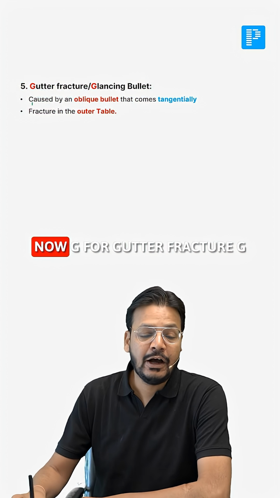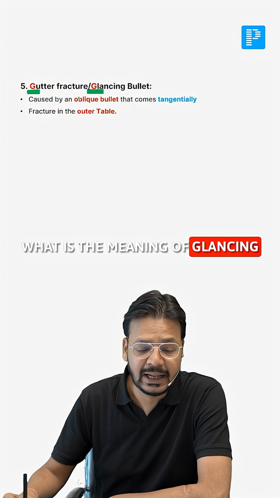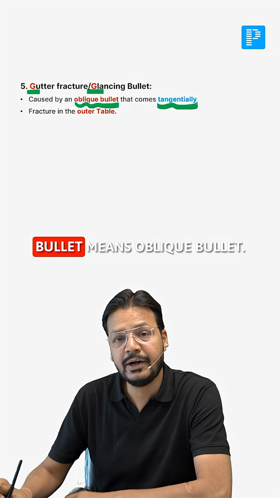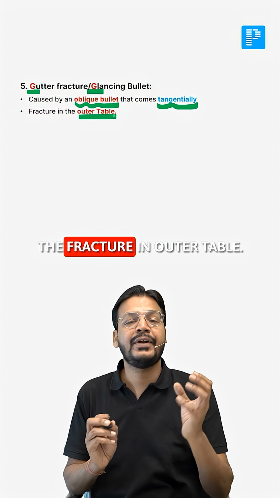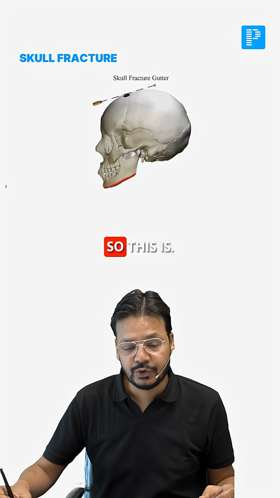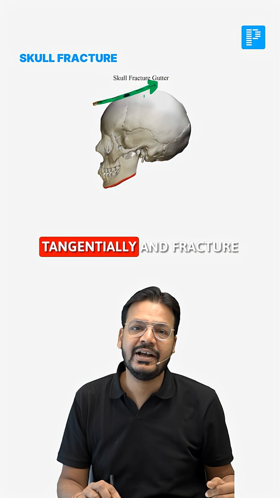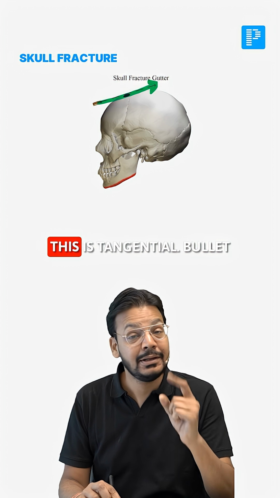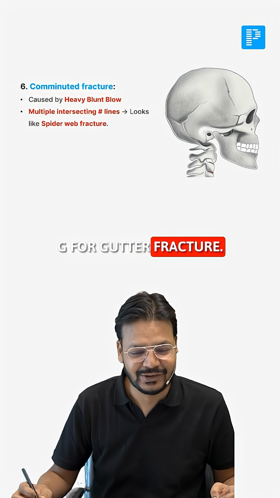Beautifully done. Now G for gutter fracture, G for caused by glancing bullet. What is the meaning of glancing bullet? Glancing bullet means an oblique bullet touching tangentially, causing fracture in the outer table. This is a tangential bullet. G for glancing bullet, G for gutter fracture.